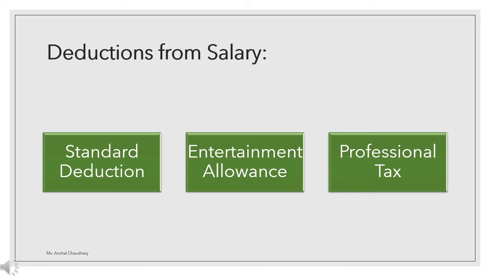Deductions from salary. As we have covered in the previous lecture, after computing the gross total salary, there are some deductions which are available, and those are standard deduction, entertainment allowance and professional tax. So these are the deductions available under income from salary. To find out the taxable salary, a standard deduction of rupees 50,000 or the total amount of gross salary, whichever is lower, is to be provided to the employees.